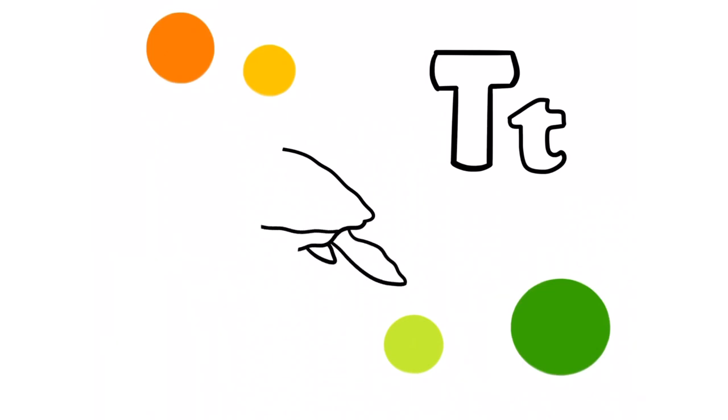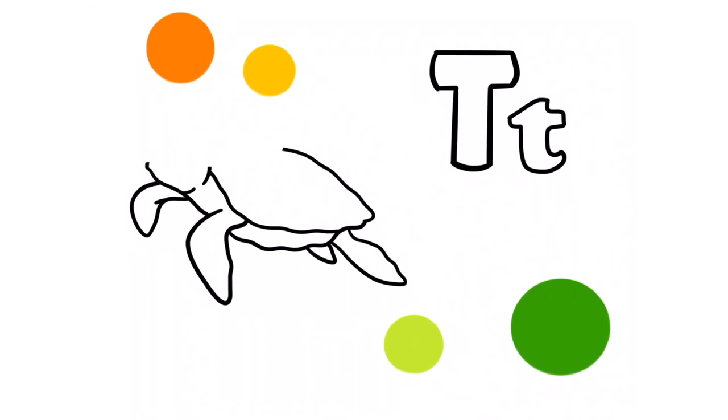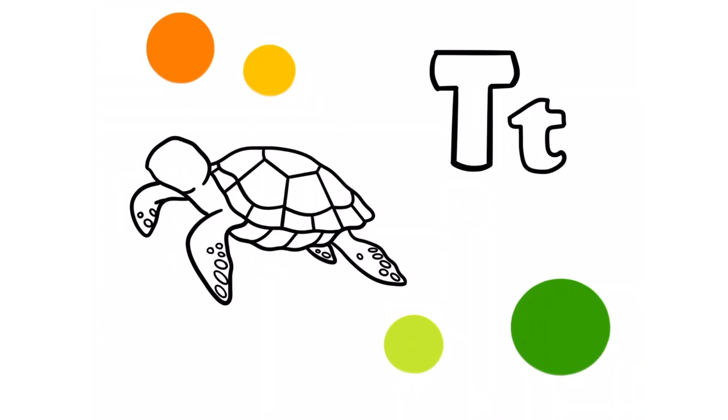Capital letter T. Lowercase t. Let's draw a turtle. Turtles have a hard shell on their back that acts like a suit of protection. It's actually their home that they carry on their back. They are really slow walkers, but they are excellent swimmers. Turtles live all around the world. Some turtles can live over 100 years. Can you believe that? Now let's color.